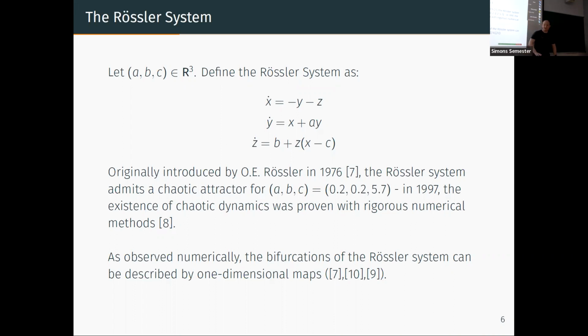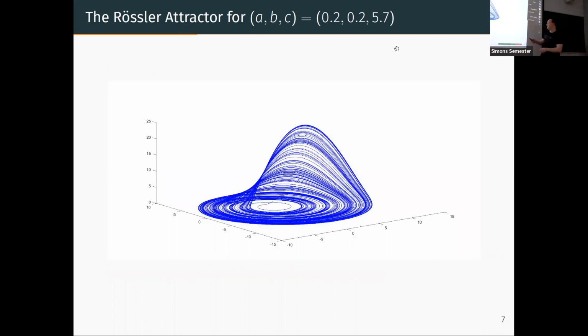Okay, great. So to continue, here we have an image of the Rössler attractor as discovered by Rössler. I mean, this is from an image I generated on my computer, but here it is.